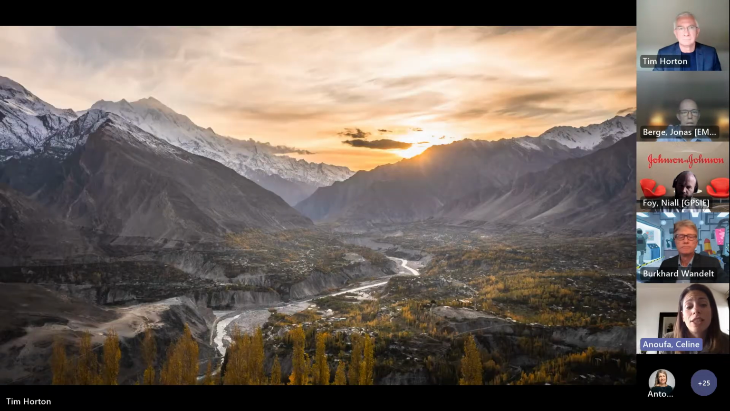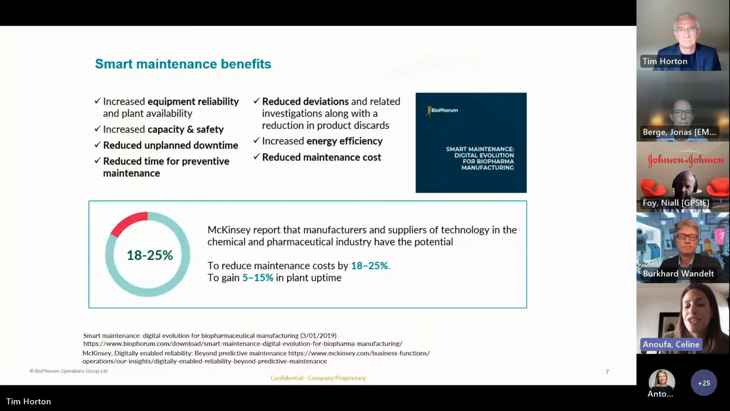First, this paper defined what smart maintenance means, and I think we all have different definitions in our mind, so it helps. It also highlights numerous benefits, whether it's about intensifying the capacity of drug production by increasing equipment reliability and plant availability, or reducing costs by minimizing unplanned downtime, or even a sustainability target by improving energy efficiency. Actually, McKinsey did an extensive report in 2018 and reported that manufacturers of technology in the chemical and the pharmaceutical industry have the potential to gain up to 15% plant uptime and to reduce maintenance costs by up to 25% if they apply smart maintenance capabilities.